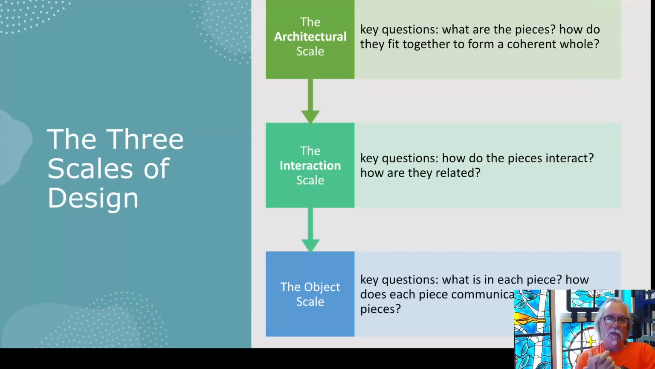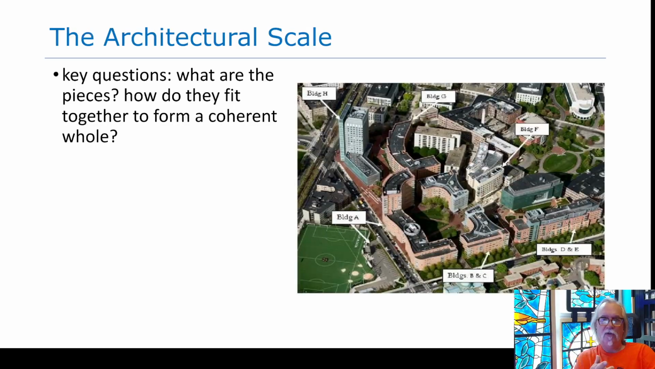The three scales of design, as I said, we're going to talk about the architectural scale. What are the objects? In the interaction scale, the objects are objects, and they talk to each other. At the object scale, it's like integers and variables and stuff like that. You've done all of that stuff.